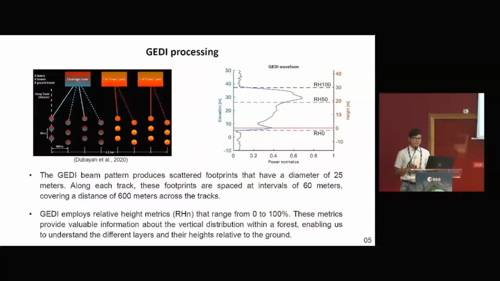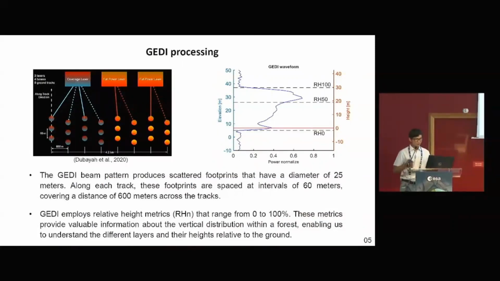For GEDI processing, the data is not continuous, so they don't have a two-dimensional image. They go shot by shot, and each shot is characterized by something like a 25 meter diameter. They measure what we call the coverage power and the full power. Usually with the full power they have better energy to see the canopy. That's why the sensitivity of the full power is very good to see the canopy with the LiDAR data.